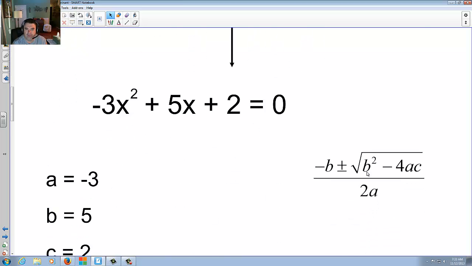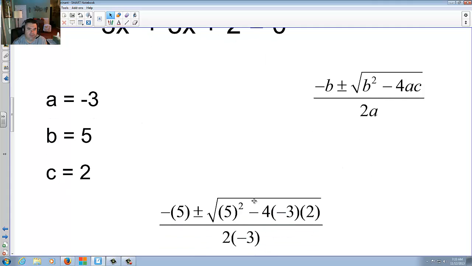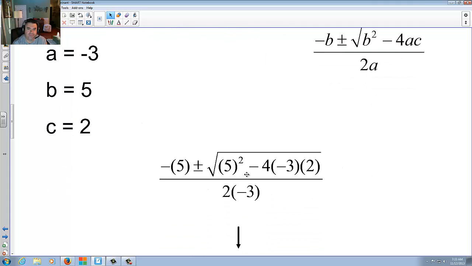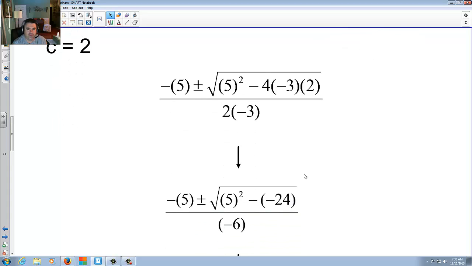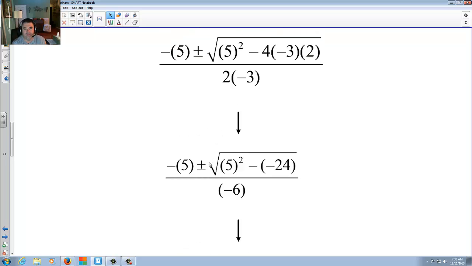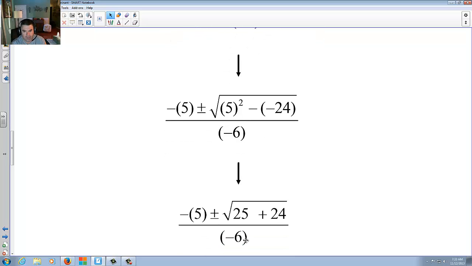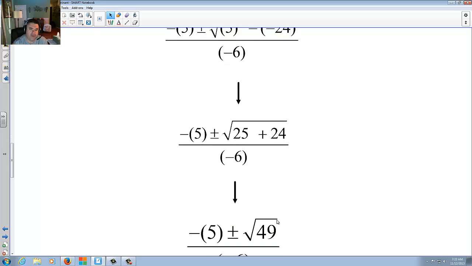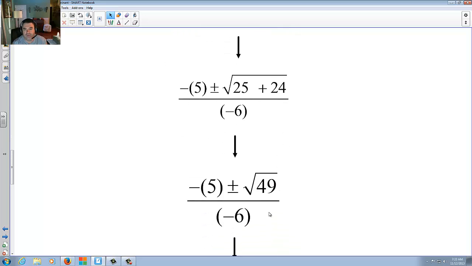Plug them in here. This is what they become. -4 times -3 times 2. I'm getting positive 24 right here. And then 5 squared is 25. 25 plus 24 is 49. Root 49, which is 7.